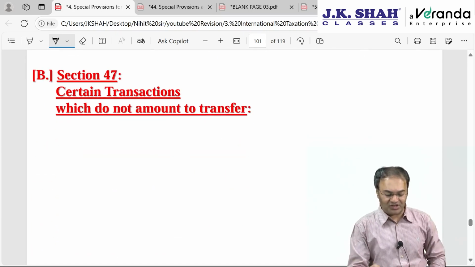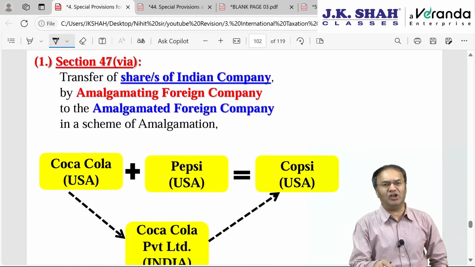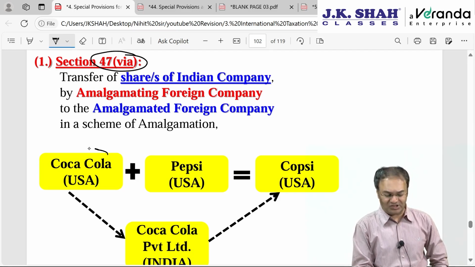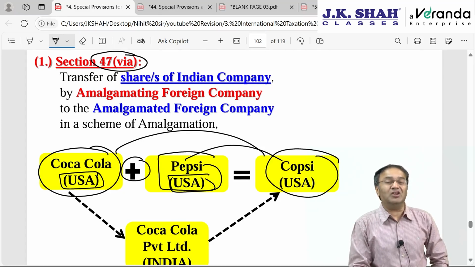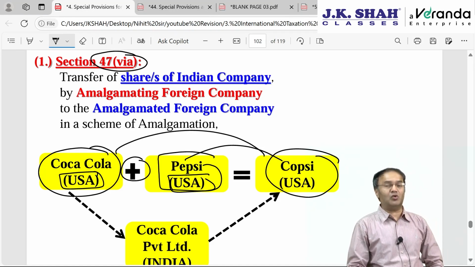Now section 47, certain transactions which do not amount to transfer. Very first one, we are already done with it, so I am going little faster in capital gain chapter. Section 47 clause 6a, in case there is amalgamation of two foreign companies, let's say Coca-Cola USA from USA, foreign company merging with Pepsi USA, and they both combine together forming a new company, Copsi USA. Then Indian government technically has no right to interfere and charge tax because income is not accruing in India, asset is not located in India.